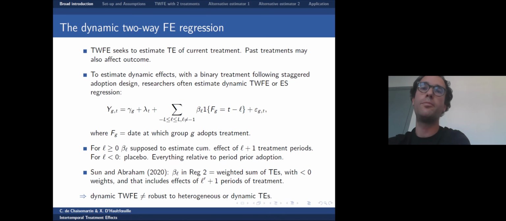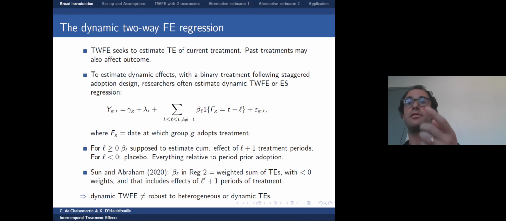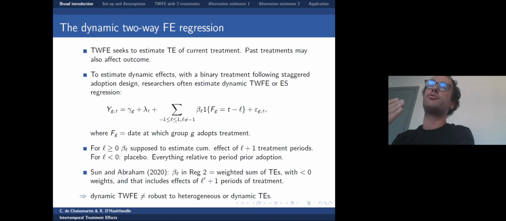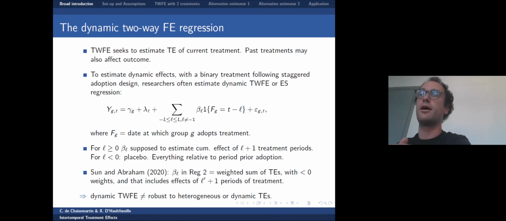Now, unfortunately, that hope is not quite met by reality, because Sun and Abraham showed that actually beta_l in that second regression identifies a weighted sum of treatment effects with negative weights, similar to our result for static two-way fixed effects regressions. And also an interesting aspect of their result is that, for instance, beta_3, the coefficient supposed to measure the effect of 4 treatment periods, incorporates the effect of having been treated for, say, 2 or 5 periods. And accordingly, these regressions are neither robust to heterogeneous nor dynamic treatment effects.